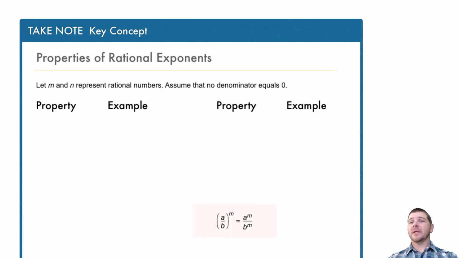Finally, a over b raised to the m power equals a to the m power over b to the m power. For example, 5 over 27 raised to the 1/3 power equals 5 to the 1/3 power over 27 to the 1/3 power, and that's equivalent to 5 to the 1/3 power over 3.